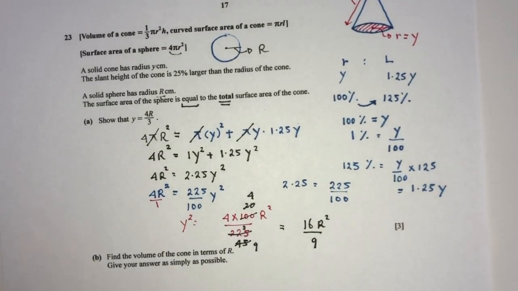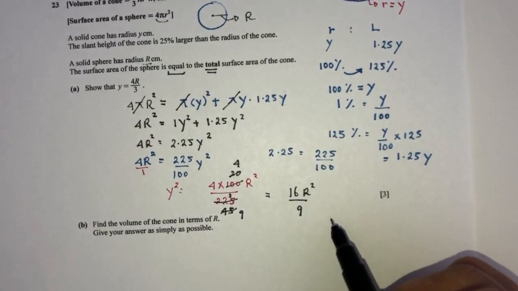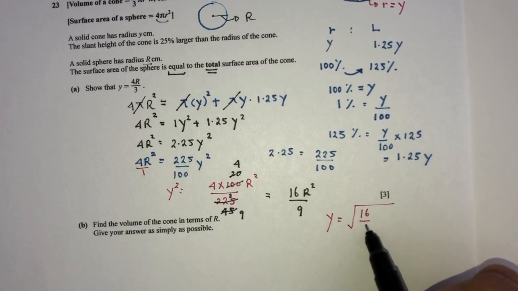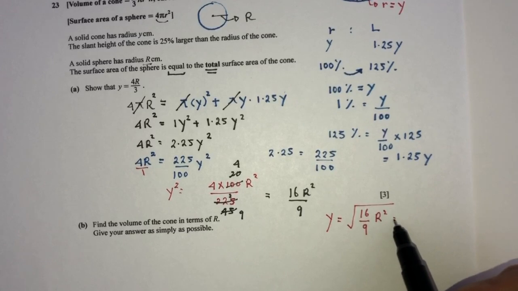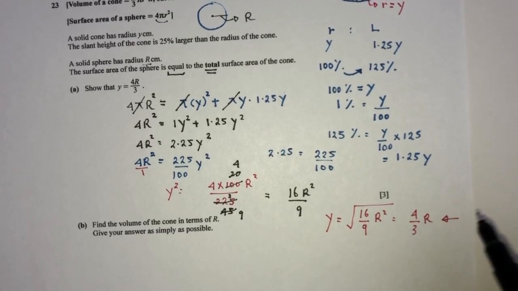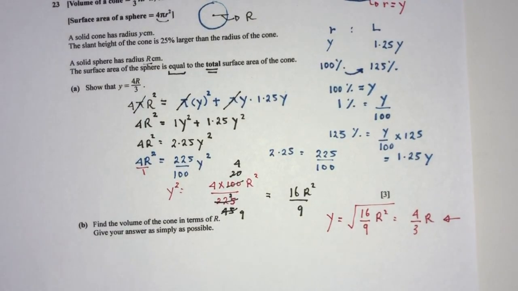This is y squared. Obviously, we are trying to find y. y will be square root of 16 over 9 r squared. So that will be 4 over 3 times r. This is shown as required. Again, step by step, I was just trying to break it down as simple as possible to see where these are coming from. Now let's move on to part B of your question.